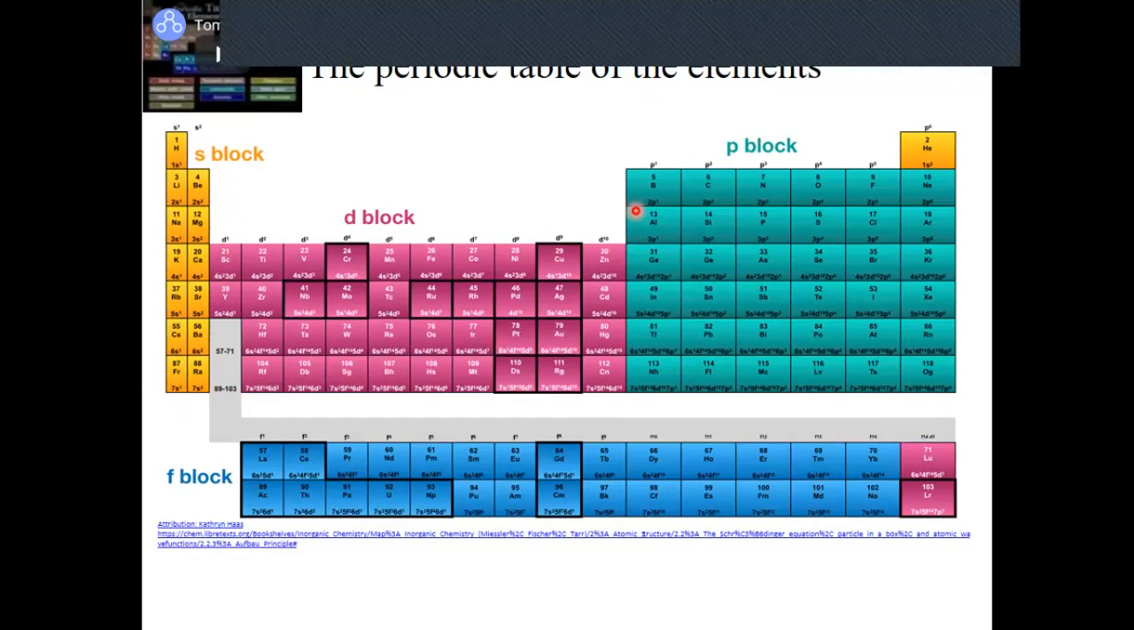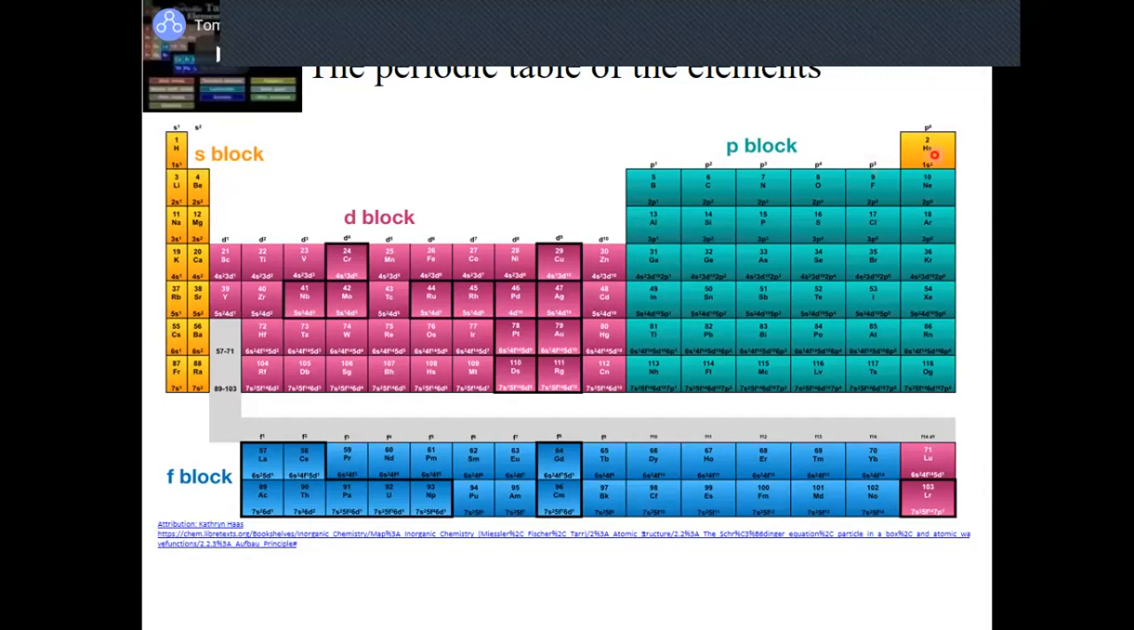Now here to the right, you see all the elements that also have p valence electrons. So s and p valence electrons, and this is then called the p block. For this group here, the 13th group, we have 1 p valence electron. For the 14th group, we have 2, and for the 15th group, we have 3. For the 16th group, we have 4. For the 17th group, we have 5.